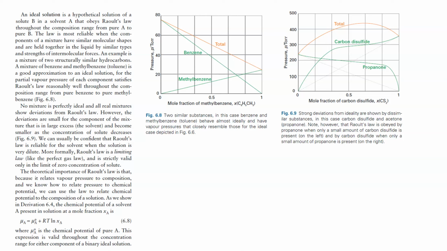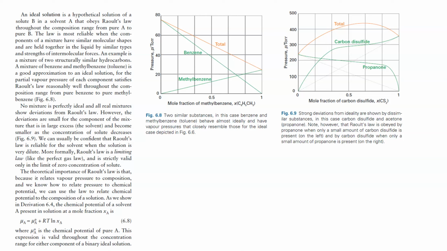So let's take a look at figure 6.9, in which we see strong deviations from ideality shown by dissimilar substances, in this case carbon disulfide and acetone. Note, however, that Raoult's law is obeyed by propanone when only small amounts of carbon disulfide are present, which is on the left side, and by carbon disulfide when only a small amount of propanone is present on the right. Propanone, of course, being acetone. And this goes back to that limiting law, which approaches ideality as you tend towards zero.